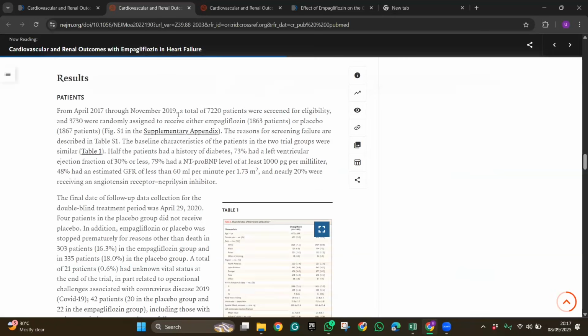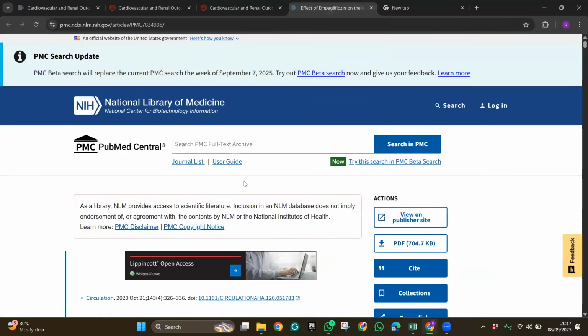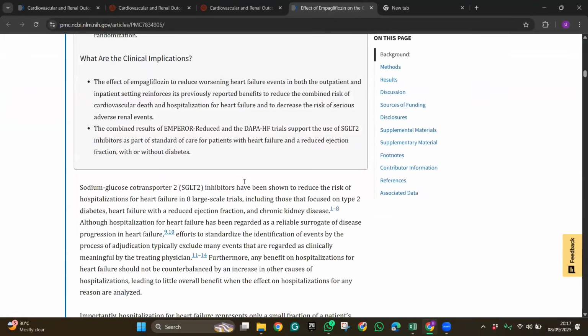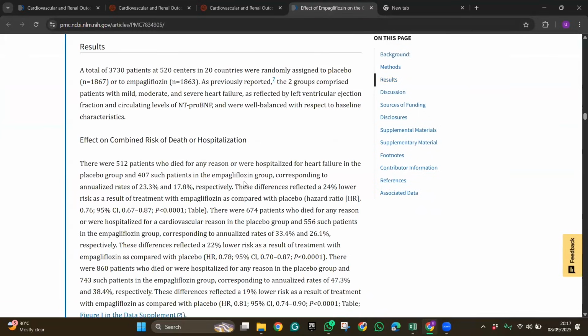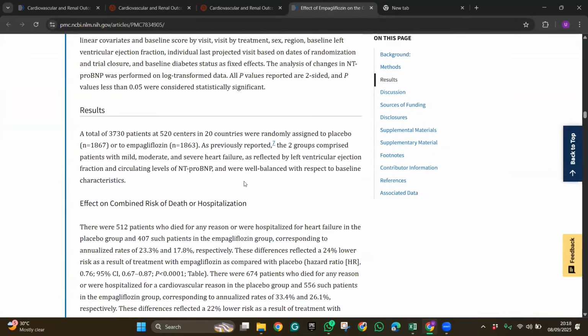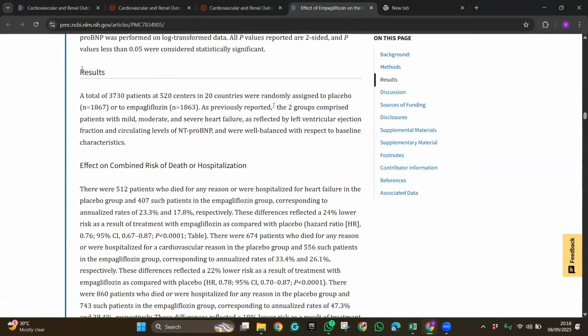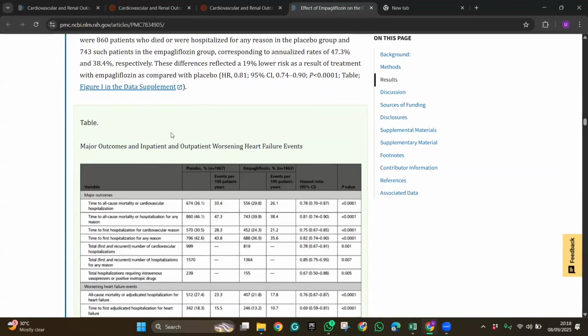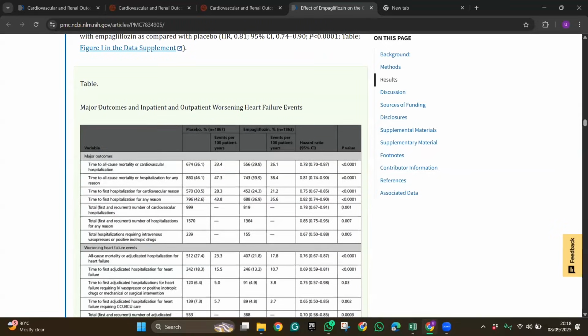But sometimes this is not the case, right? For example, I'll show you another study. We'll go to the results section of the study. Can you see that this is the results section? And the first table in the results section is the outcomes table.